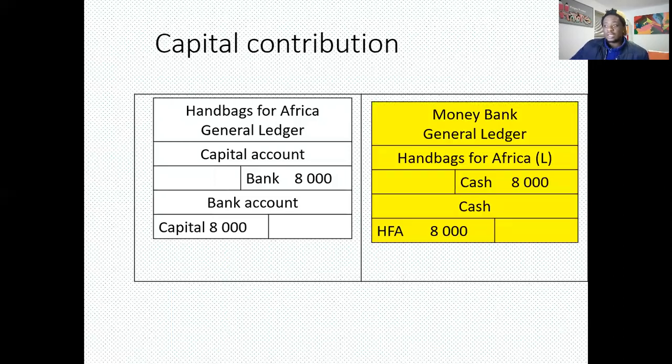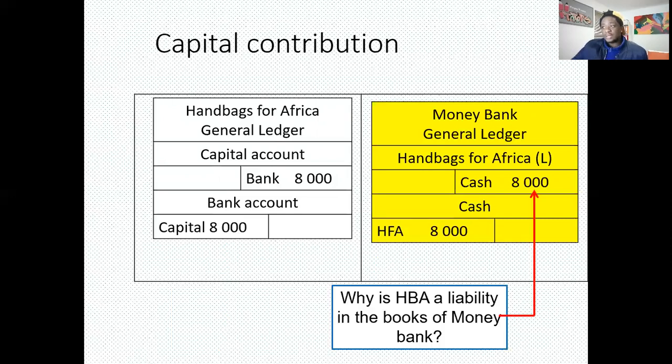And then let us look at the perspective now of Money Bank. For Money Bank, this is a little bit different. So Money Bank obviously receives some money. So when someone receives money, now they hold an asset because they can use that money. So when Money Bank receives that money from Handbags for Africa, they will debit cash, which is an asset, and then they will credit a liability, which is Handbags for Africa, because now that they're holding Handbags for Africa's money, they have an obligation to return that money.